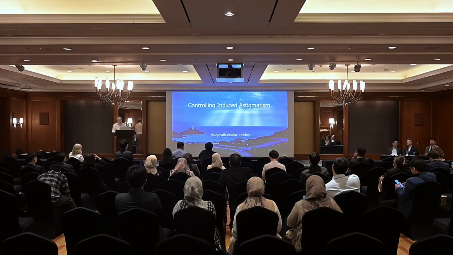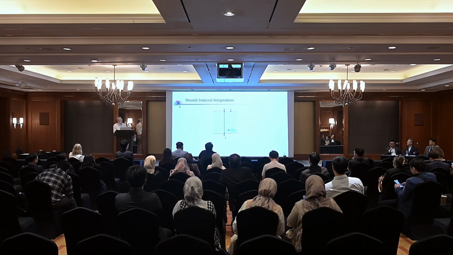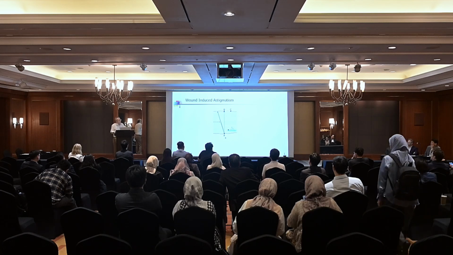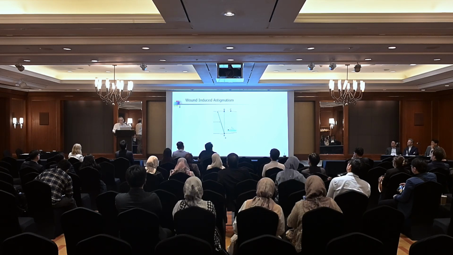For toric, you need to control the induced astigmatism. One of the things is wound-induced astigmatism, because the wound does make some changes to the cornea. This is like trying to cross a river. The river has a current, you need to compensate for it. If not, you end up downstream. So this is wound-induced astigmatism. But today, if you're doing 2.2 mm, generally the wound-induced astigmatism is less than 0.2 diopters. If you're doing, for example, 2.75, then you may want to use a quarter diopter.